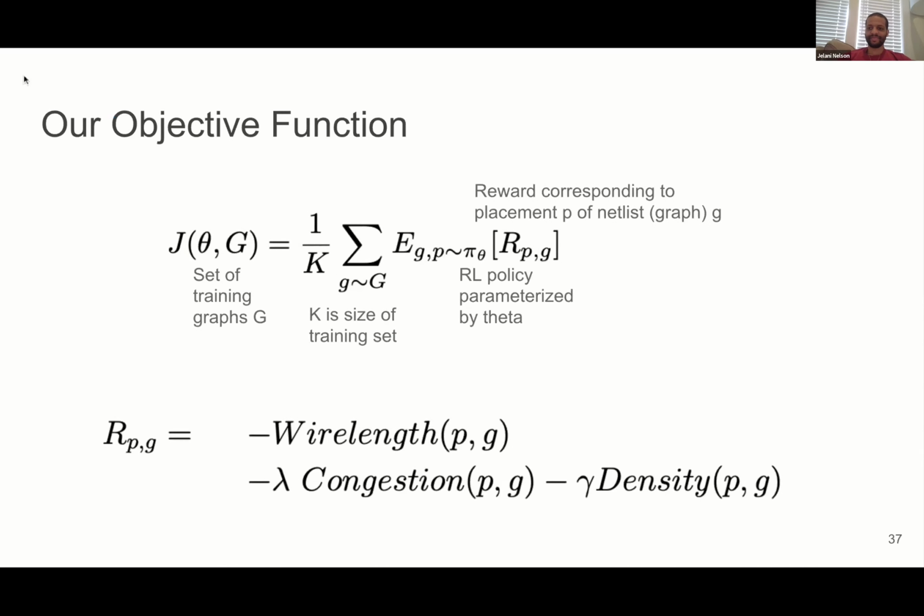I hope so. So here, again, I have an objective function, which is basically given parameters of the policy and the set of chip netlist graphs that we're looking at in our training data. The goal is to maximize the expected reward. So this might look pretty familiar from the device placement example. It's very similar. But in this case, the reward is a bit different. It's the negative weighted sum of wire length, congestion, and density as described earlier.